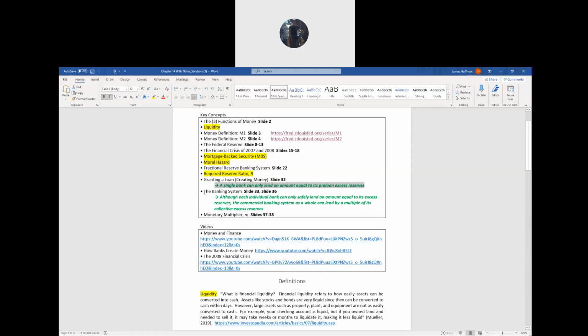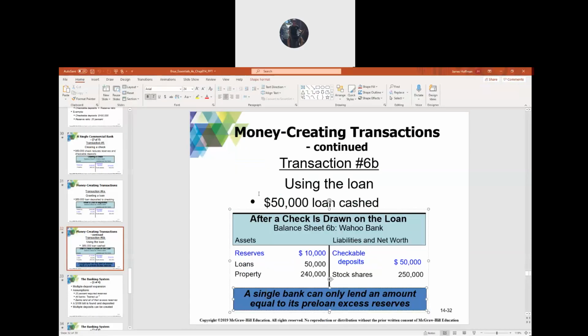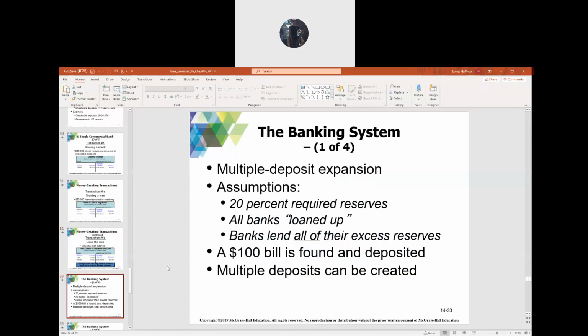But if you look at the banking system as a whole, not just a single bank, if you look at all the banks interconnected, this is where we get a multiplied effect. The banking system as a whole can create more than just the pre-loan excess reserves. They can, in fact, create a multiple. If we look at slides 33 to 36, we'll do a little exercise that illustrates how the banking system can create more than just a one-for-one of new money.